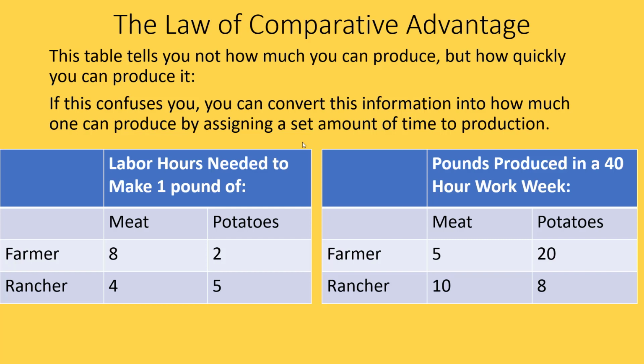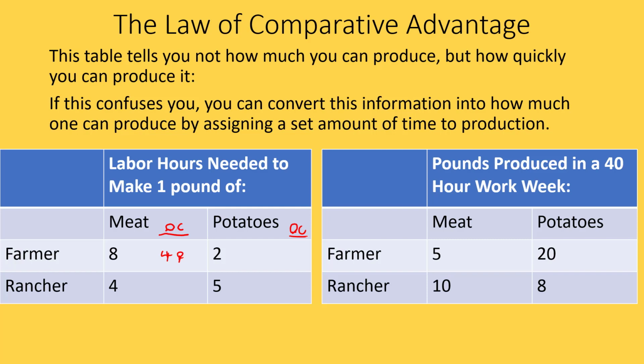So from there, we can figure out the opportunity cost. Now, we can do it either way. So if you're okay looking at this table, then you can calculate the opportunity cost this way. After all, if it takes them 8 labor hours to make a pound of meat and 2 labor hours to make a pound of potatoes, then for every pound of meat they make, that is 4 pounds of potatoes that they are not making. So 4 potatoes here is the opportunity cost of making meat for the farmer.